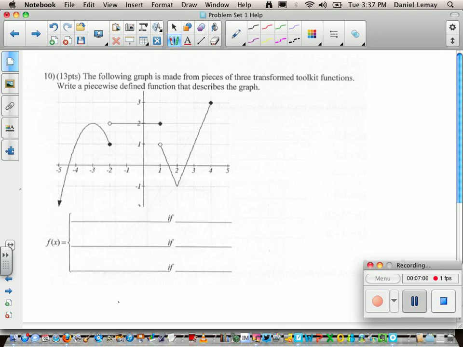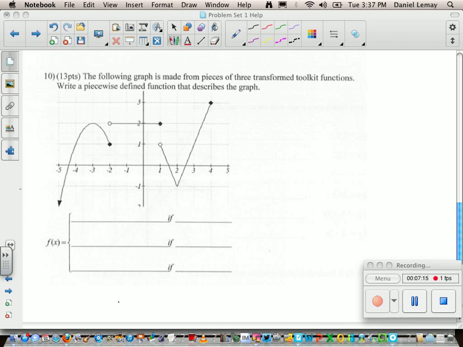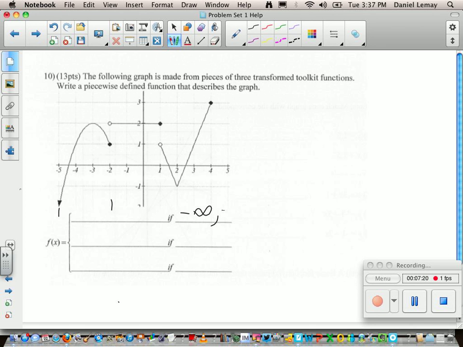Brian Emerson. Okay, so let's do this problem. The domains. Let's figure out the domains of these pieces. I'm going to use this quadratic piece from -∞ to -2. And it's closed at -2, open at -∞, because you can't get there. Then we're going to use this horizontal line piece from -2, and that's open because it's not filled in, to +1, and that's closed because it's filled in.